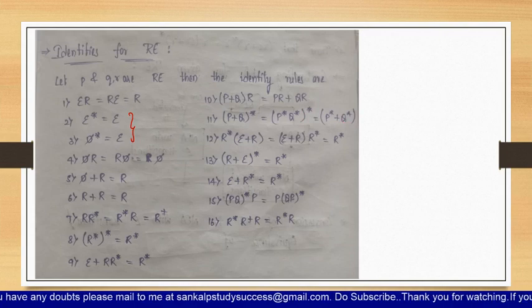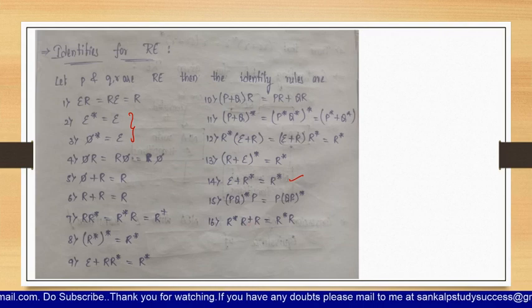So here r asterisk into epsilon plus r, and also if you change it, then you will get r asterisk, and r plus epsilon whole asterisk is equal to r asterisk, and epsilon plus r asterisk is r asterisk, and pq whole asterisk p is nothing but p of qp whole asterisk. And the last one is r asterisk r plus r. Then you will get r asterisk r only.